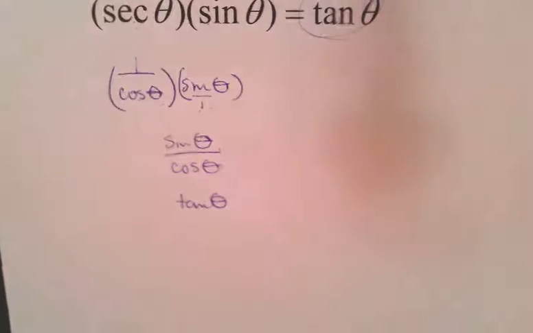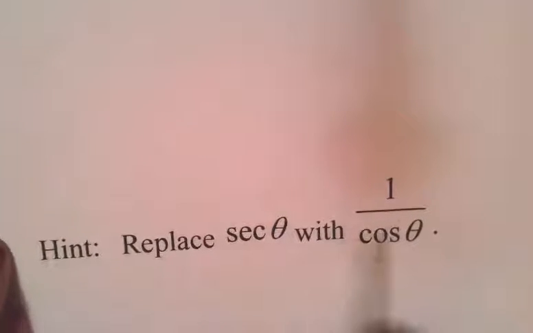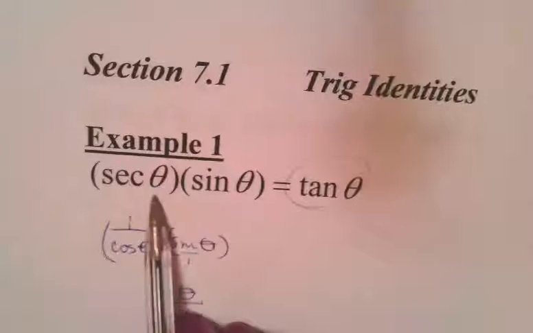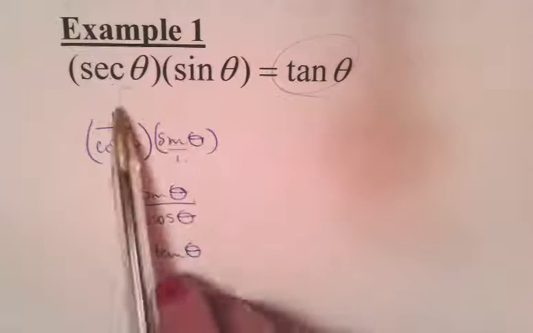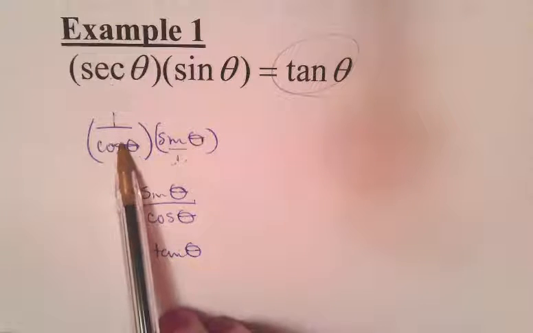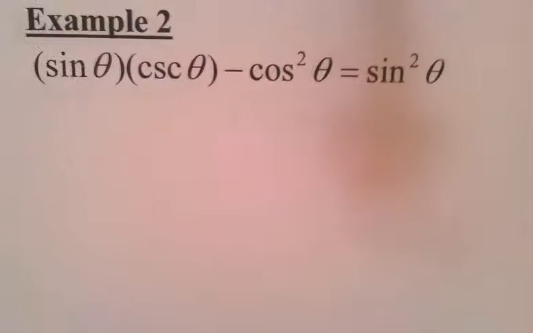Okay? Now, I will always give you some hints. This hint, I said replace secant theta with 1 over the cosine. So if you got to this and you were unsure, you were stuck, I'm going to give you the hint to start on this side and replace that secant with 1 over the cosine. So the hints are kind of just how to get started for the most part. Alright, let's look at example 2.